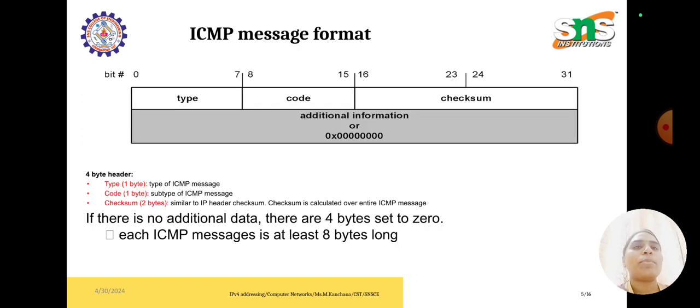The ICMP message format is as follows. It has type, code, and checksum. The 4-byte header has a 1-byte ICMP message type, a 1-byte code which is a subtype of the ICMP message, and a 2-byte checksum similar to the IP header checksum. The checksum is calculated over the entire ICMP message. If there is no additional data, there are 4 bytes set to 0. Each ICMP packet is at least 8 bytes long.